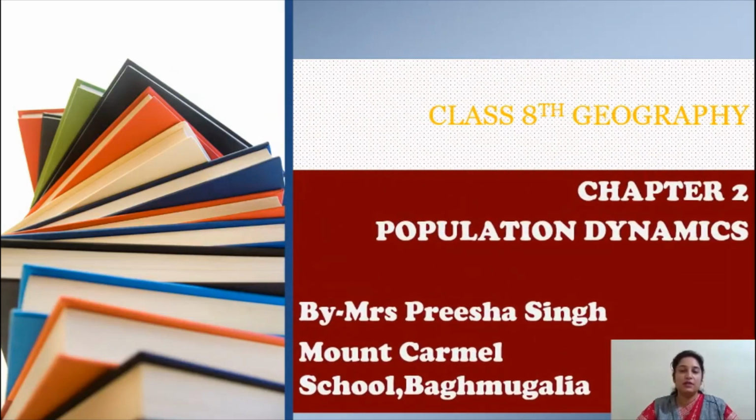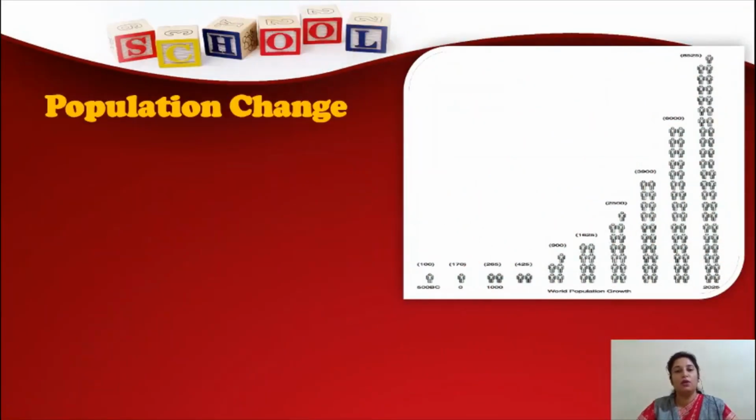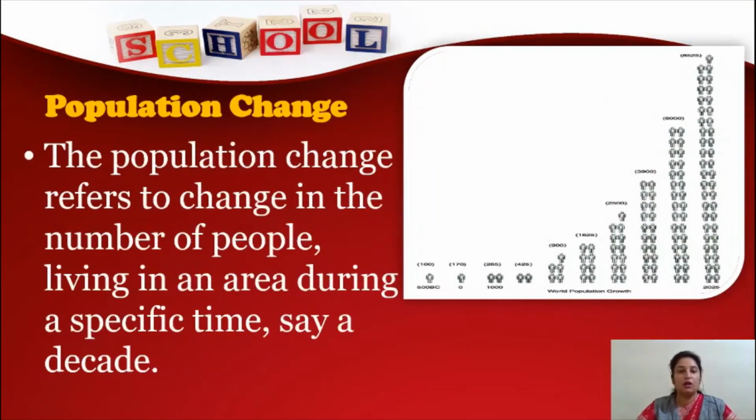We will continue with the same chapter, chapter 2, population dynamics. And today I'm going to teach you population change. So the population change refers to the change in the number of people living in an area during a specific time, say a decade. Now, as you can see from this image, it is very clear that earlier the population was very less. Slowly and gradually it started to increase.